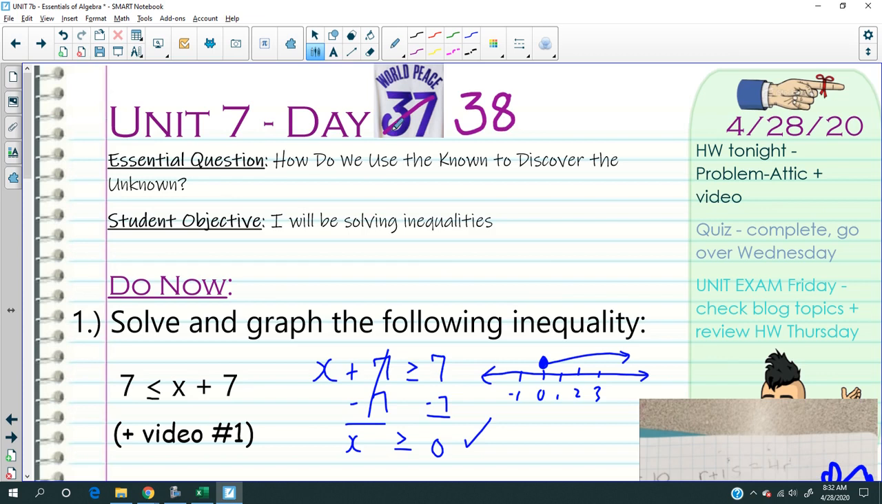Okay. All right, let's see. Unit 7, day 38. The reason why I had to cross it out like this is because the website that I use to get these numbers from doesn't have 38 and 39. So I'm going to do these for the next couple of days.